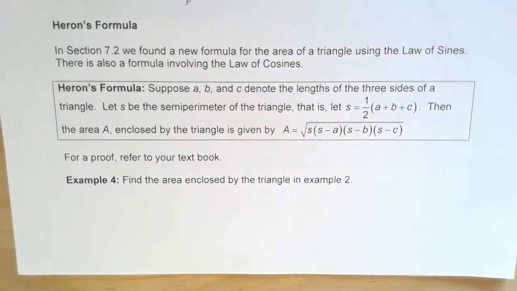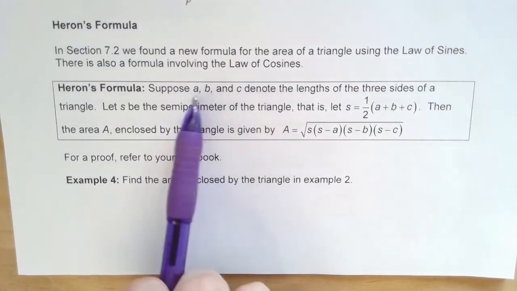Okay, so Heron's formula. In 7.2, we found the formula for the area of a triangle using Law of Cosines. And now we can do another one. If you remember, one area formula is 1/2 side times side times the sine of the angle. The idea there is we have an angle, but the one we're going to do right now, where we kind of use the idea of Law of Sines, is that there is no angle, so it's side, side, side.